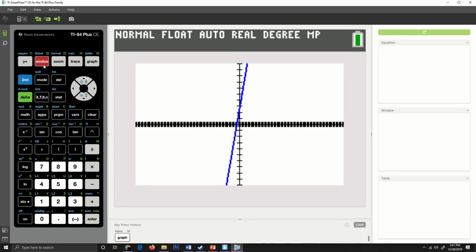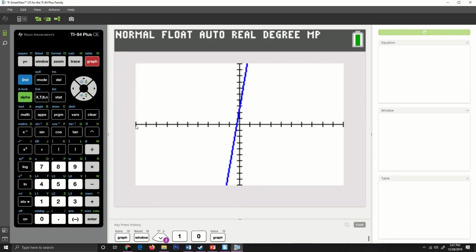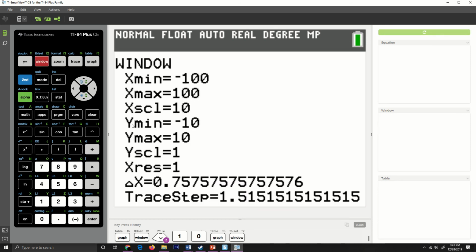So one thing that you can do to change that is change the scale. If I change my scale and go by tens, now it goes back, but I have to keep in mind that each one of these little tick marks along the x-axis is now worth 10, while each one of these tick marks along the y-axis is still worth a scale of 1.